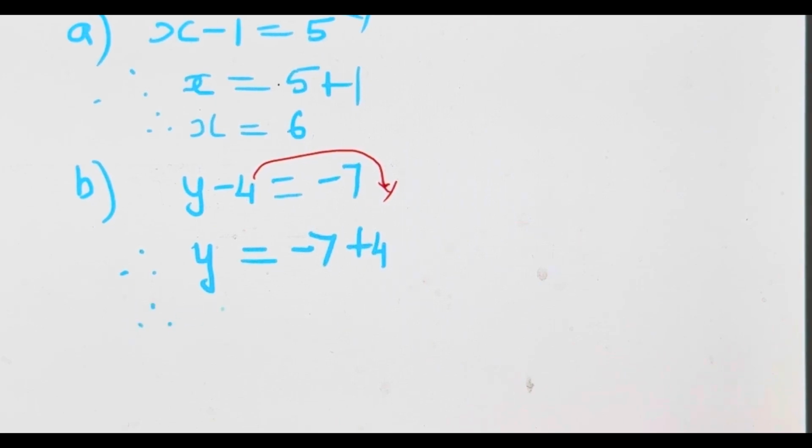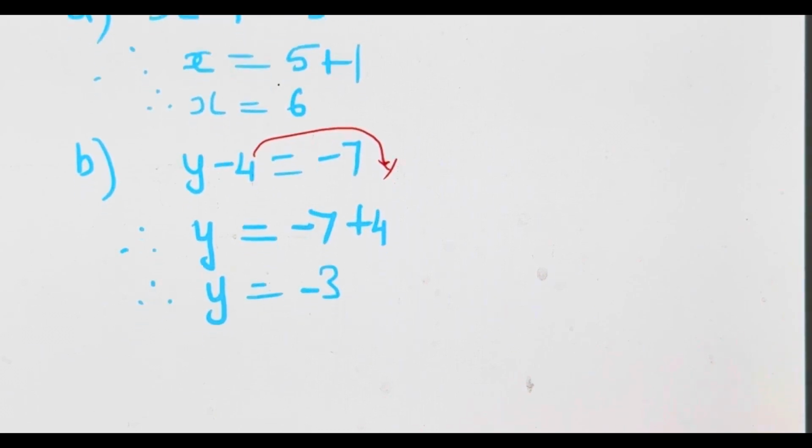Therefore, now you should remember the rules of addition of integers. Two different signs means subtraction. So 7 minus 4 is 3. But put the sign of the greater number, that is minus 3. So the answer will be minus 3. Clear?